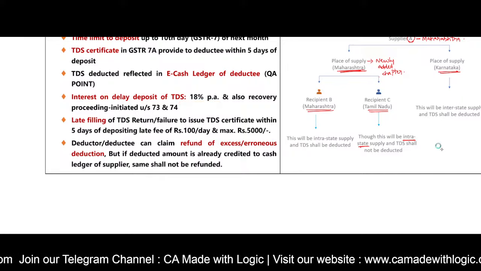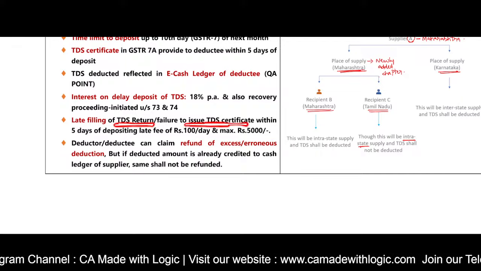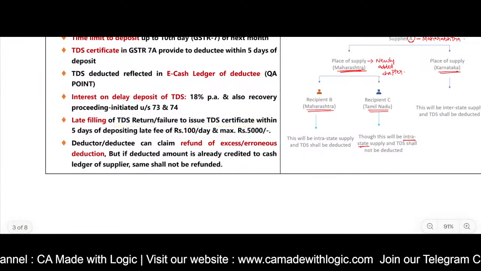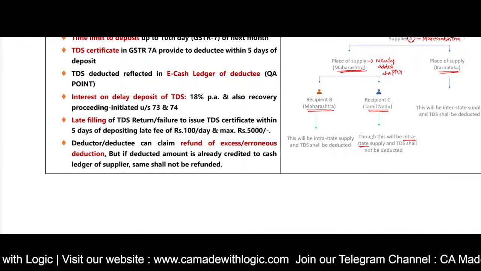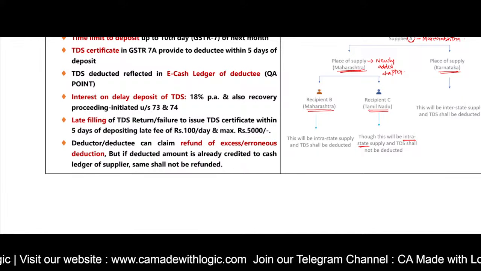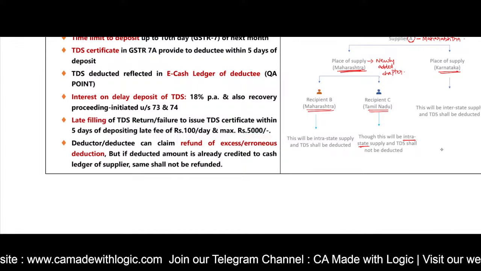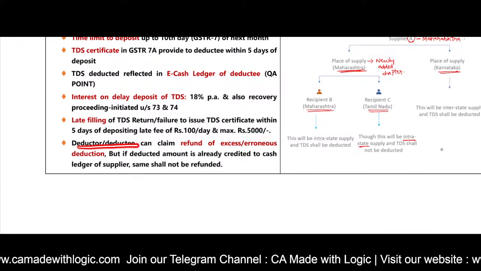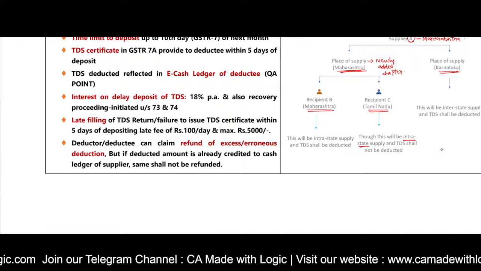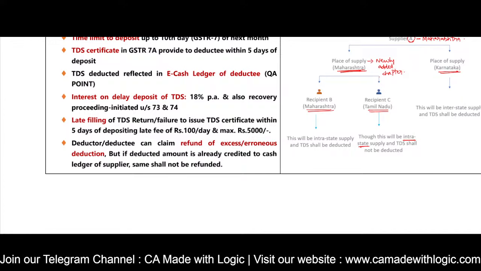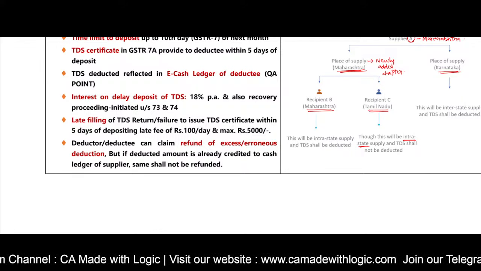Then comes the late fee for the TDS return. If you are filing late, or else you fail to issue the TDS certificate, under both scenarios you need to pay 100 rupees per day, and the maximum will be 500. Okay, this much you have to pay. And the deductor or deductee can claim a refund of the excess or erroneous deduction. So an excess or erroneous deduction can be claimed as a refund. We are going to learn much more in CA final. This point is also not that important.